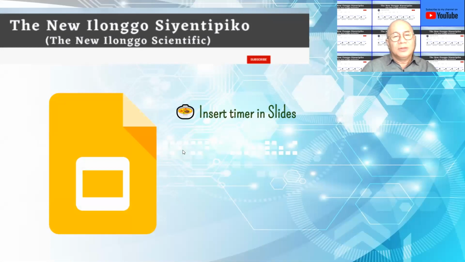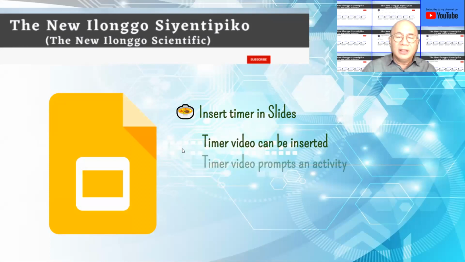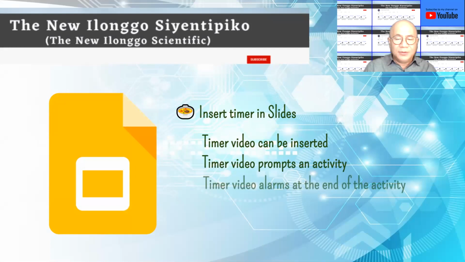The next thing that we can do is to insert a timer in Google Slides. There are times when we are providing students with an activity, and we are giving them the prompt to complete the activity in a specific time. For example, if you provide your students with a 3-minute quick write, you can insert a 3-minute video into the slide, and it will run for the time it takes for the students to complete the tasks.